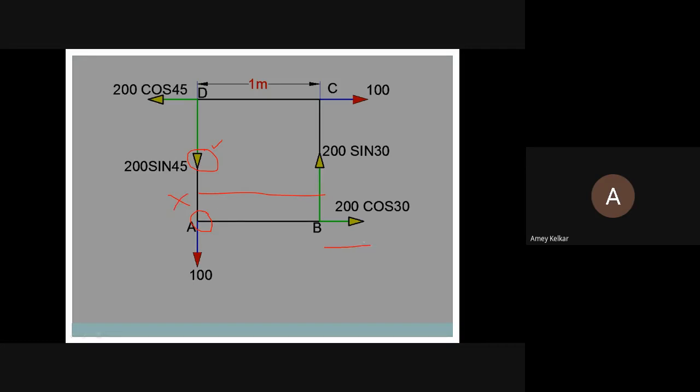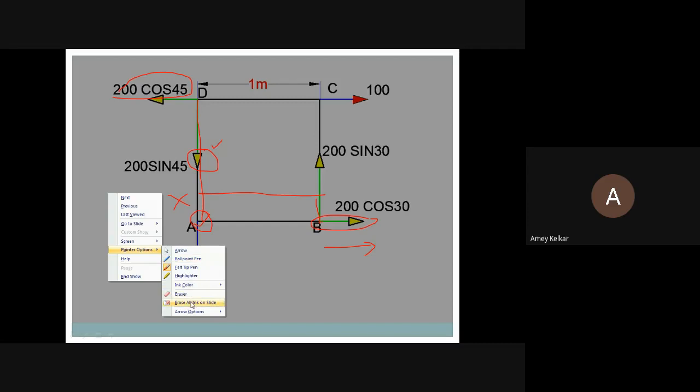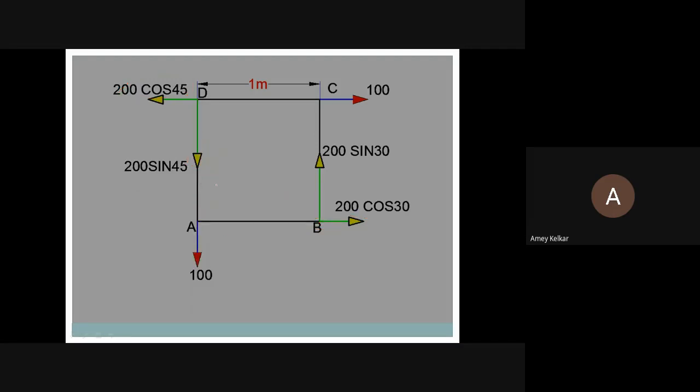Similarly, this force is horizontal, so I want some vertical distance. Is there any vertical distance between this force and point A? No. When the force is horizontal, I want vertical distance, so it will not cause any moment. But if you see this force 200 cos 45, the force is horizontal and this is your vertical distance, so this will cause moment. That is the basic concept. Remember this point, and this will be applied throughout.